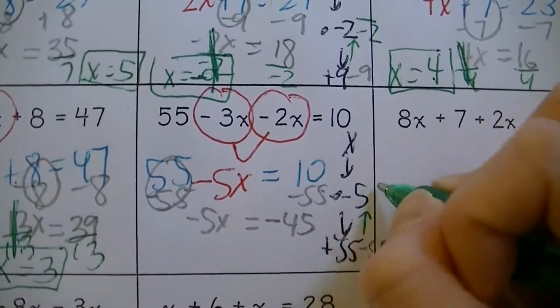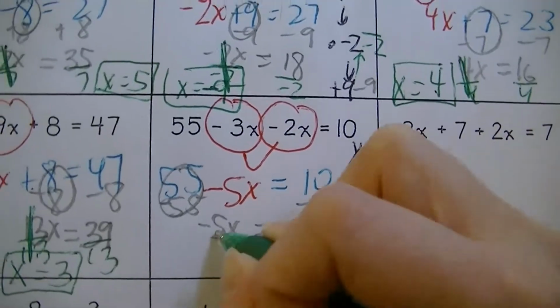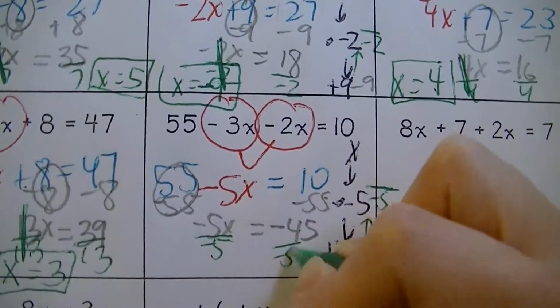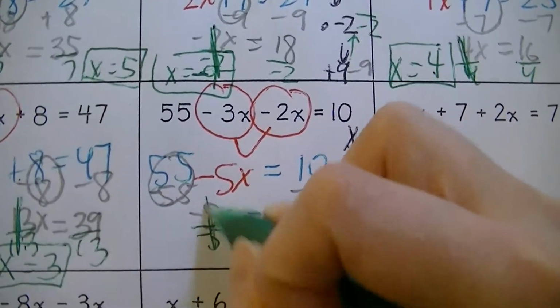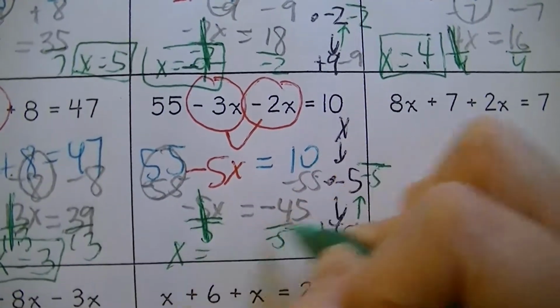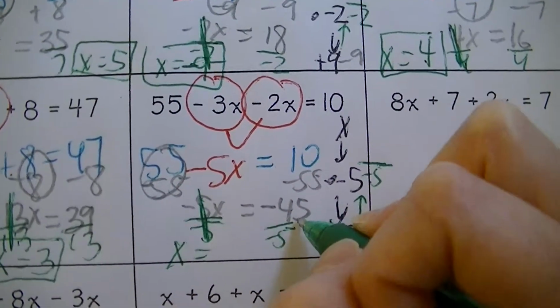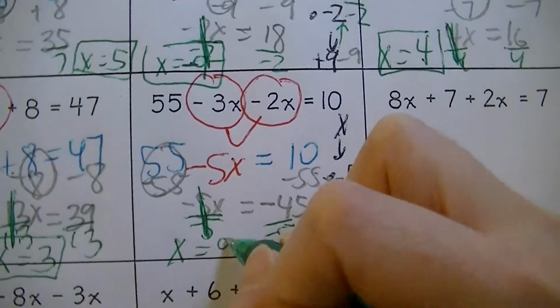Inverse operation of timesing by negative 5 is to divide by negative 5, so you'll do that to both sides of that equal sign. Negative 5 divided by negative 5 is 1. 1 times x is x. Negative divided by negative is a positive, so negative 45 divided by negative 5 is a positive 9.